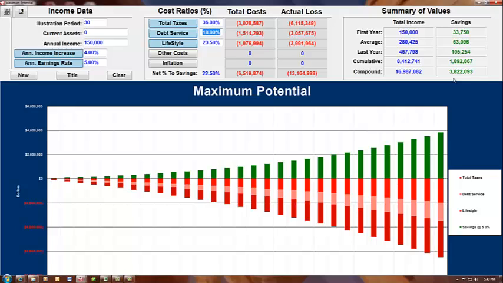Now notice we didn't reduce the debt down to 0 because there is productive debt. But getting rid of unnecessary debt or continuing to pay down debt over time significantly increases the amount of money that we're able to hold on to, $3.8 million. We're not going to touch lifestyle at 23.5%. We're going to leave that exactly where it's at.